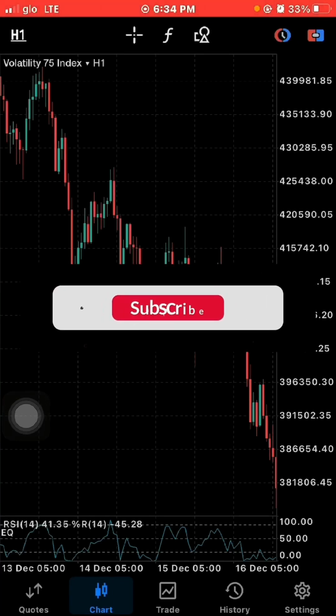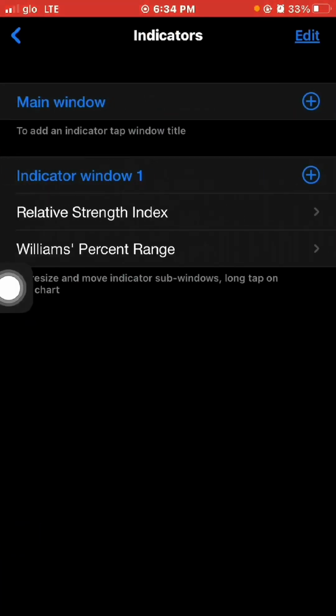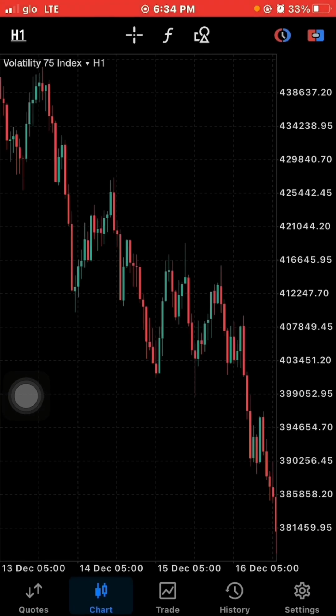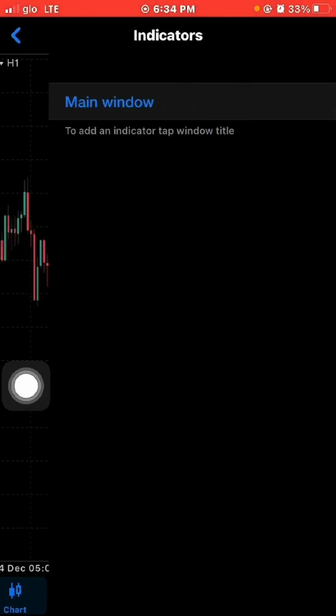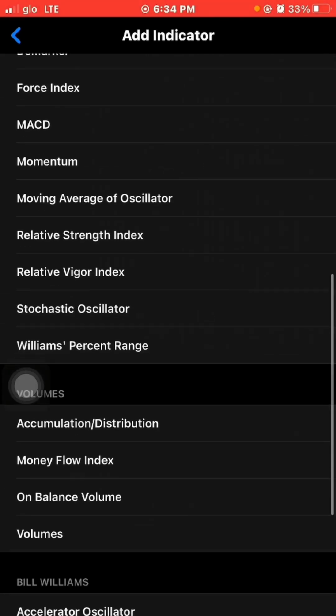So quickly, let us set up the indicator that we are going to be using for this strategy. Go to your indicators window, or click on this F icon here on your screen. These are the indicators, and we are going to be using the relative strength index. Let me quickly delete everything so we can do it together. As you can see, my chart is plain. Let's click on the F icon and look for relative strength index. So we have it here.